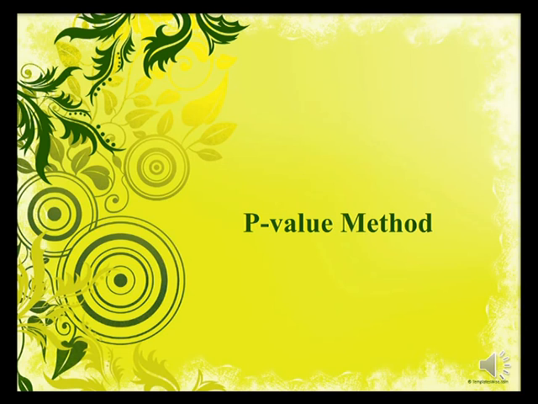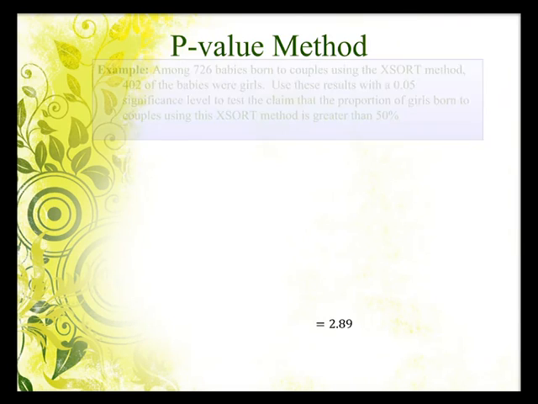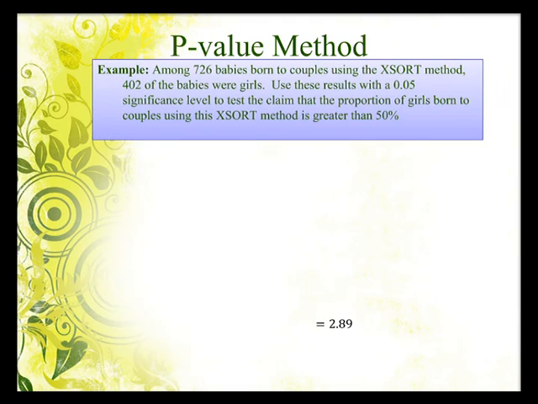We'll first look at some examples using the p-value method. Among 726 babies born to couples using the X-sort method, 402 were girls. Use these results with a 0.05 significance level to test the claim that the proportion of girls born to couples using this X-sort method is greater than 50%.